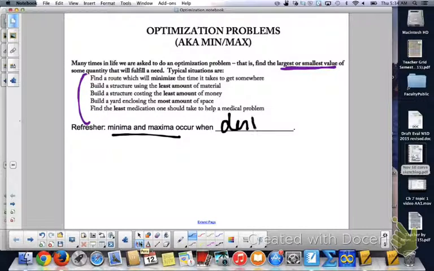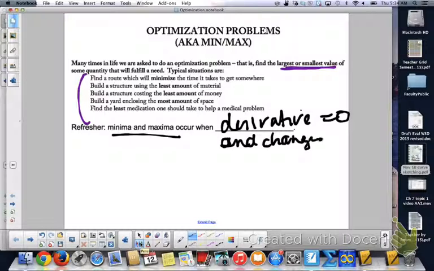Yes, when the derivative equals 0 and changes sign. Okay, don't forget it has to change sign. It's not just good enough that it equals 0. You want to check that it changes sign.